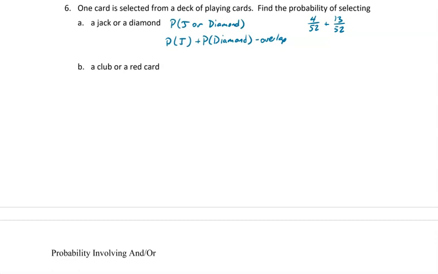And then are there any overlap? Are there any cards that are a jack and a diamond? Yes, the jack of diamonds. So that's minus one card that is an overlap, which is 16 over 52, or 4/13.